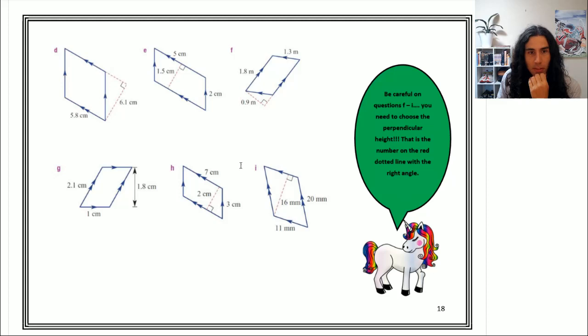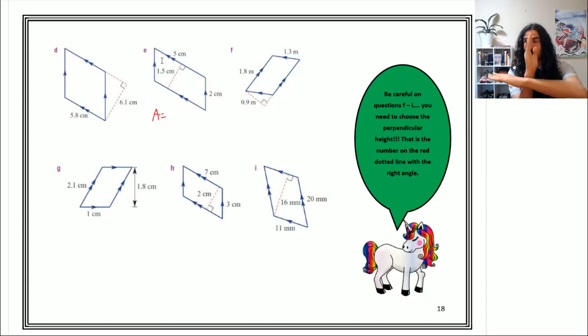E, F, H, and I. These ones, and G as well. These ones are good because they've given you 3 measurements now. But you don't just multiply all the 3 numbers. You've got to find what's the base, what's the height. So I'll give you the answer for E here. E, the height is definitely the 1.5. That's definitely the height. So our base must be the 5 then, because they're always at right angles to each other.